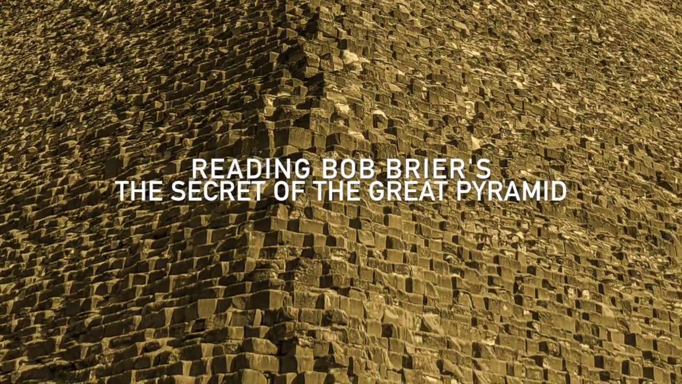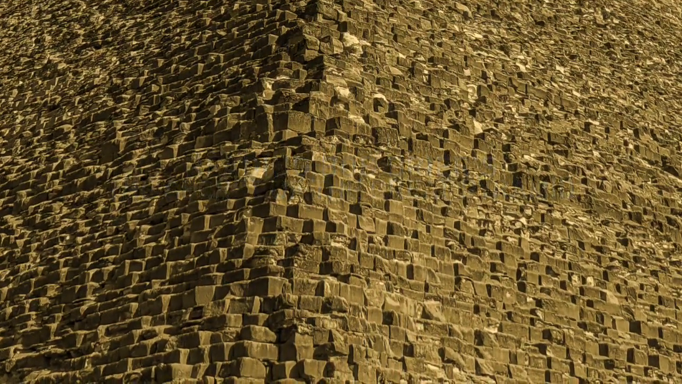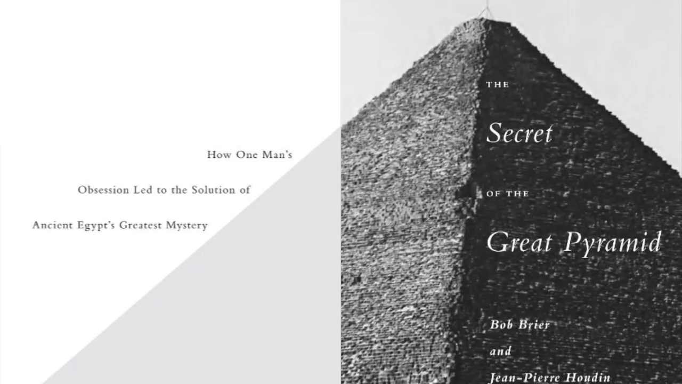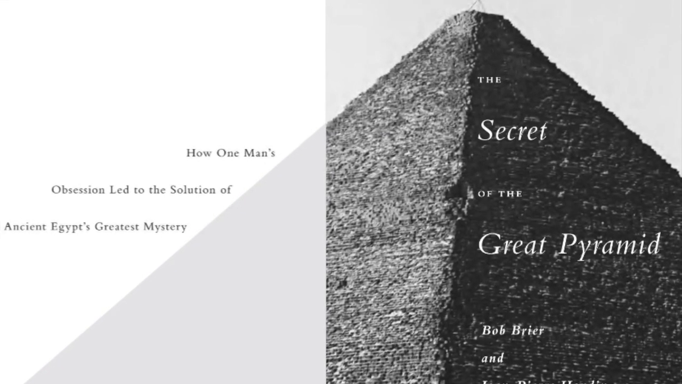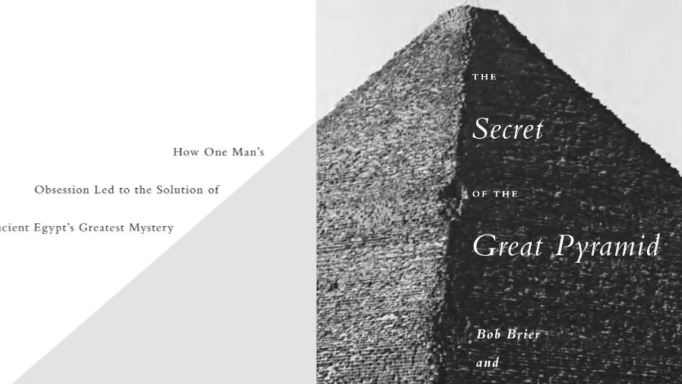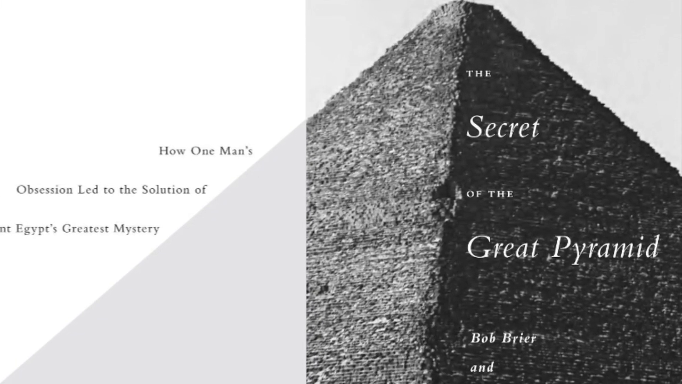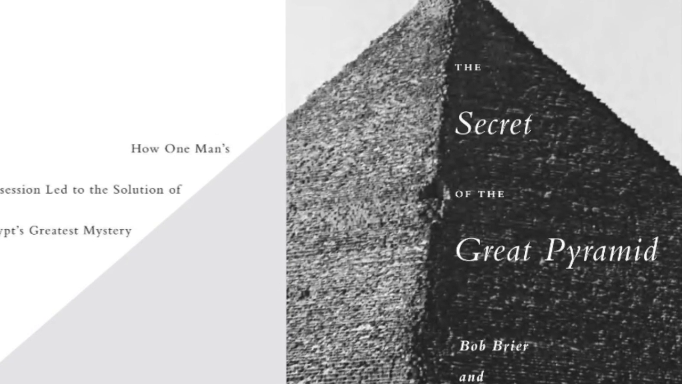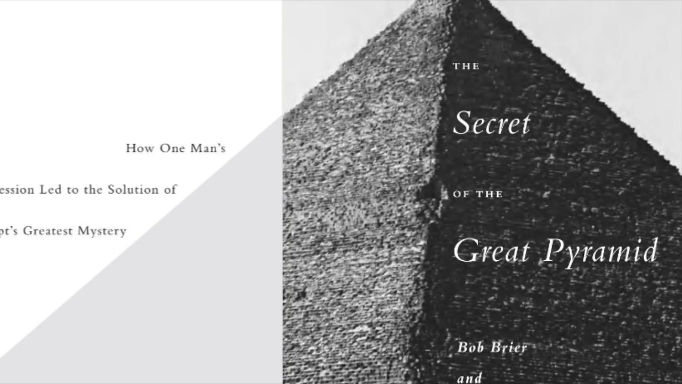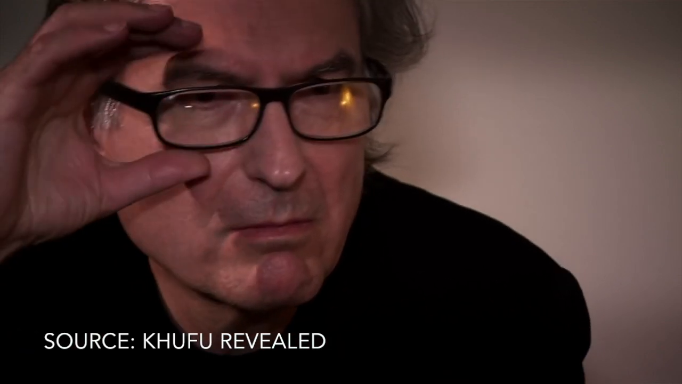Reading Bob Brier's The Secret of the Great Pyramid. Bob Brier's book is split into two main threads. One is a modern-day account of his introduction to Jean-Pierre, his work and his theory, and then the progress of how the theory developed, the tools that were used, and the contacts that were made along the way to push the theory to some official form of publication.